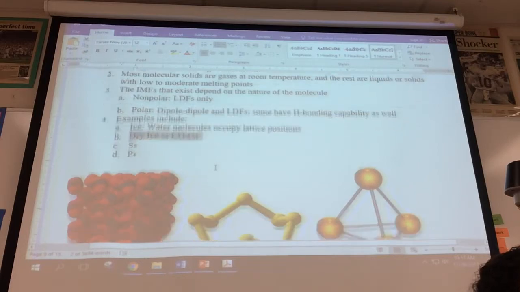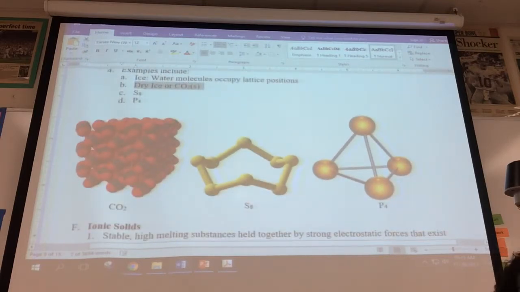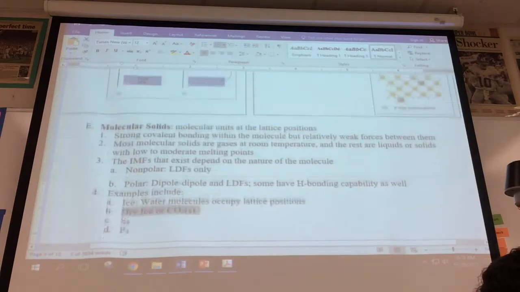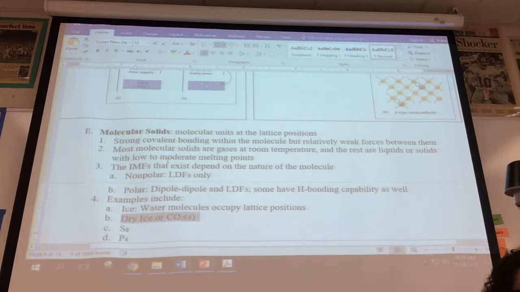Carbon dioxide, a nonpolar substance, what type of IMF would it have only? LDF. S8 and P4 also nonpolar, so they only have LDFs. So we've already talked about the molecular solids.